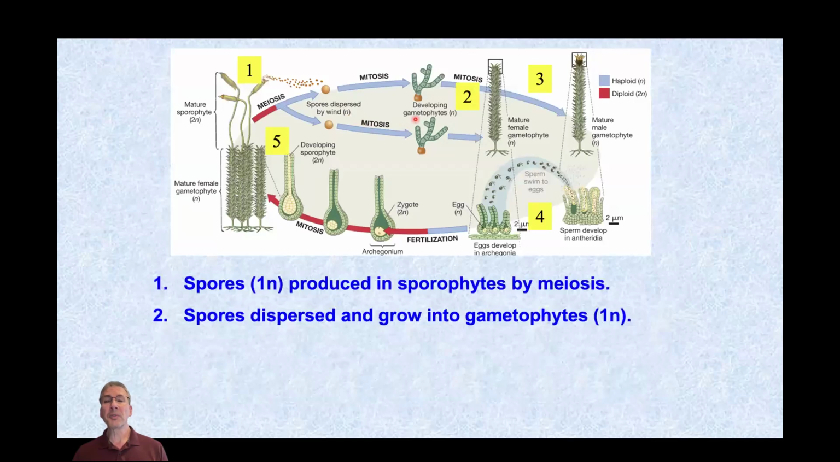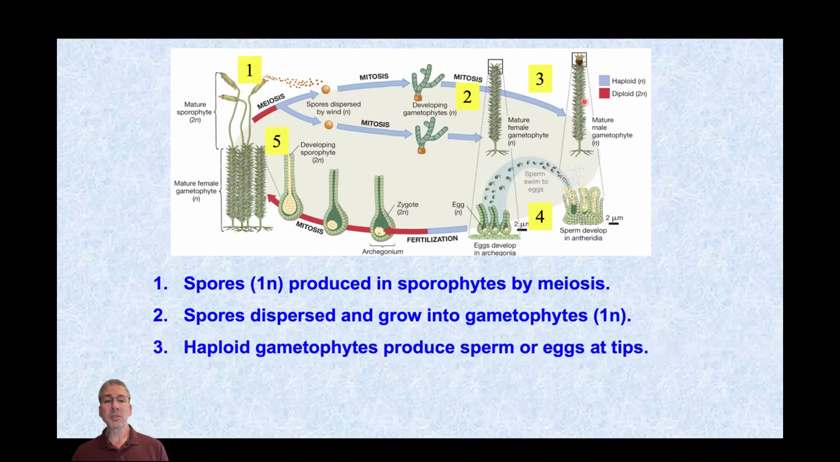But think back to alternation of generations. Spores always grow into gametophytes. So here we see a few gametophytes. At the tip of some, they'll be producing eggs, and others they'll be producing sperm. So gametes are produced, right, by mitosis, at the tops of these gametophytes.